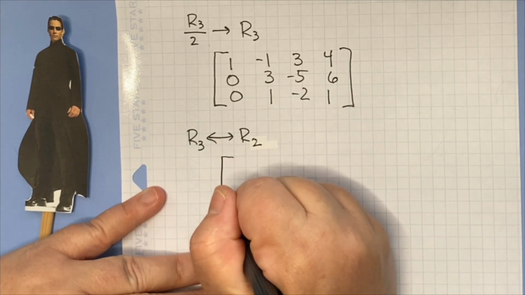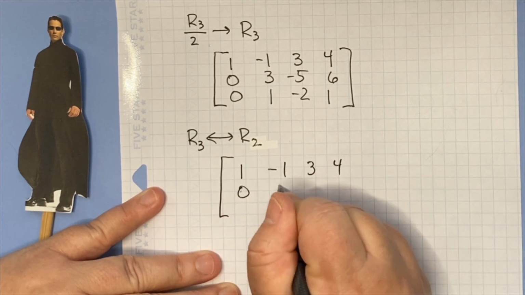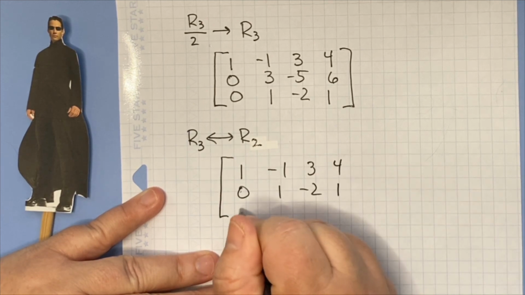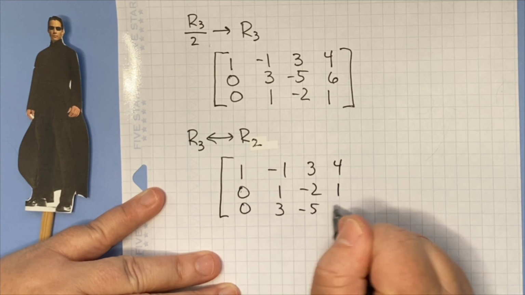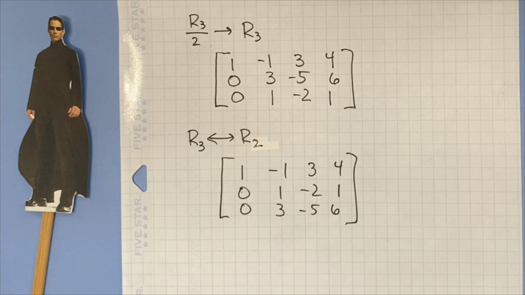And so then I'm going to rewrite this. 1, -1, 3, 4, 0, 1, -2, 1, 0, 3, -5, 6. Now, do I have to do this? No. But I am showing you how to do elementary row operations to solve a matrix. And so I'm going to do it properly the first time.